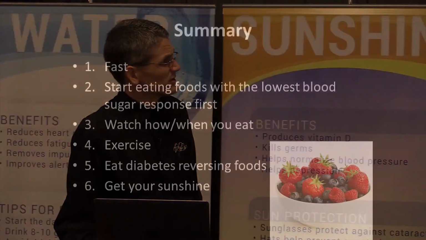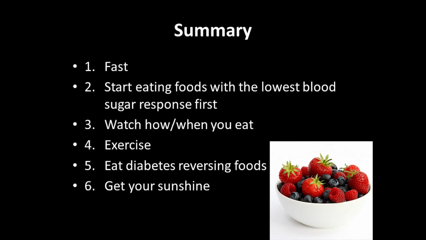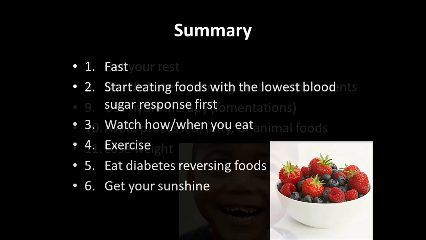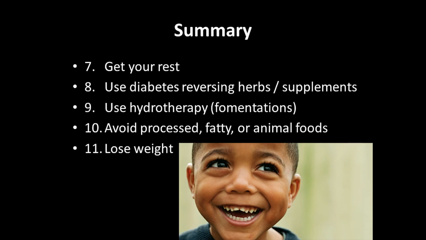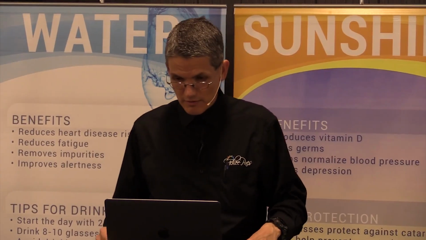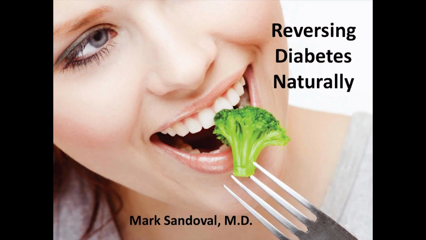And so in summary, what do you do? Well, you fast and then start eating foods with the lowest blood sugar response first. And then you watch how and when you eat. Remember, chew slow, have breakfast and lunch, nothing in between meals, at least 5 hours spaced apart. Get your exercise, especially after meals. Eat those diabetes reversing foods like prickly pear, and oats and other more common things. Get your sunshine, get your sleep. Use those diabetes reversing herbs or supplements. Use some hydrotherapy like fomentations. Avoid those processed fatty or animal foods and lose weight. And that will help you significantly in that process of reversing diabetes naturally.